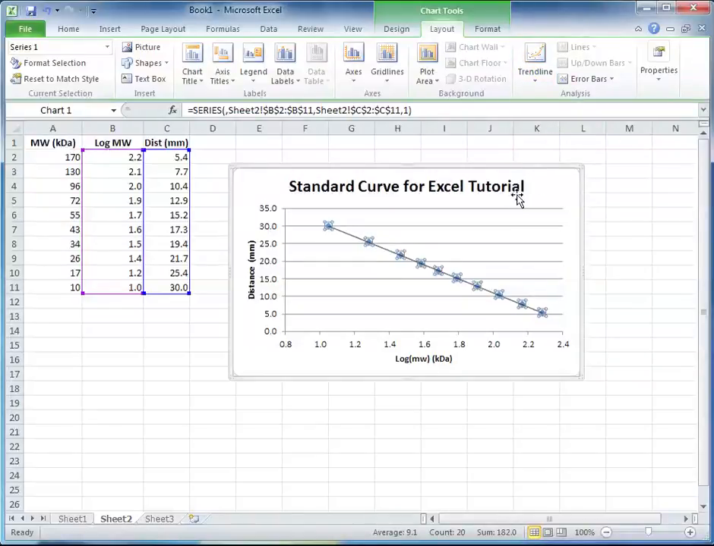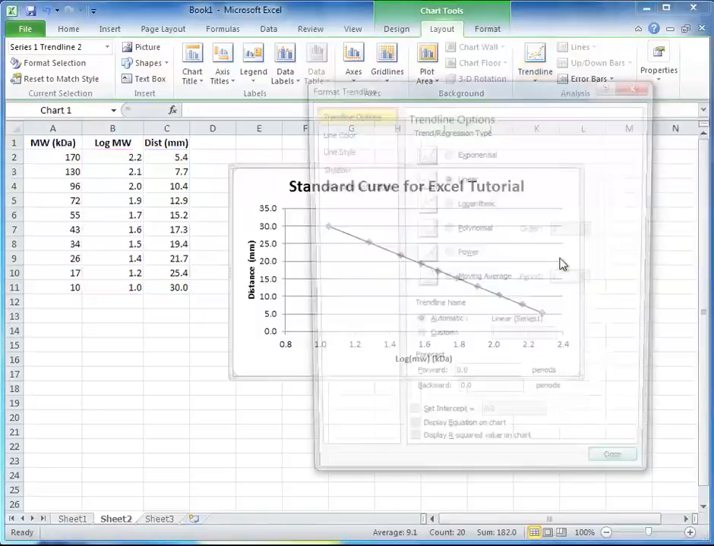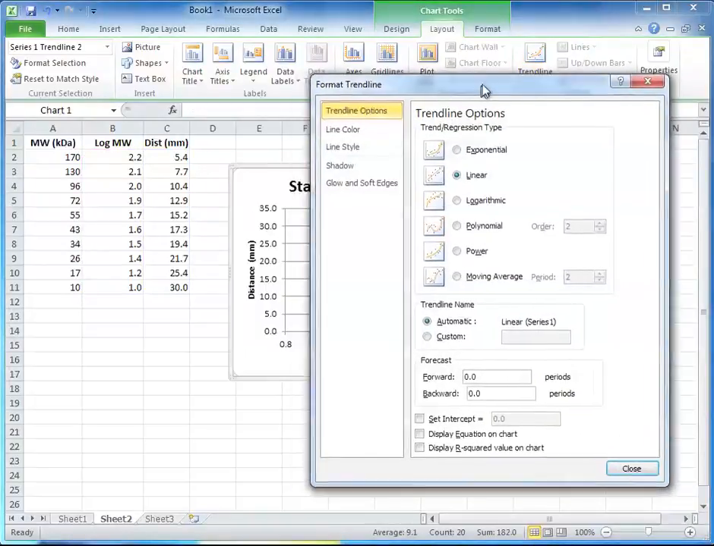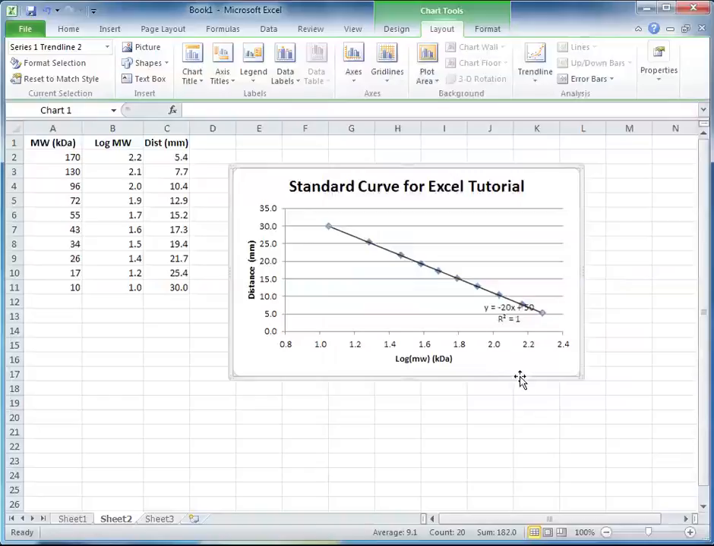I put that in there, and actually one of the things I wanted to do was come down to options, under more trend line options, and tell it to display the equation on the chart. I also like to see this R-square value because it tells me how good the fit is. The closer the value is to 1, the better the fit. Since this is an ideal set of data, the value is right at 1, so the fit of the line to the data is perfect.